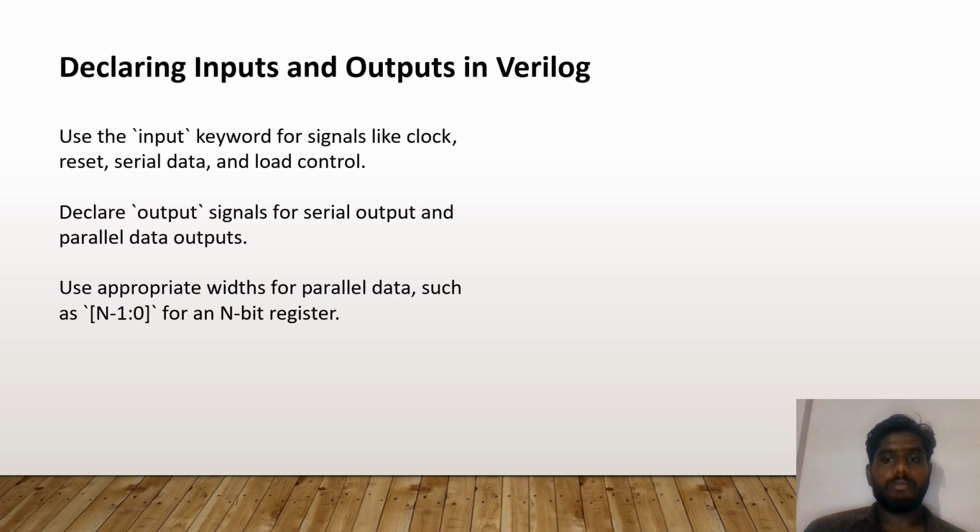Declaring input and output in Verilog. Use the input keyword for signals like clock, reset, serial data, and load control. Declare output signals for serial output and parallel data outputs. Use appropriate width for parallel data, such as n minus 1 to 0 for an n-bit register.